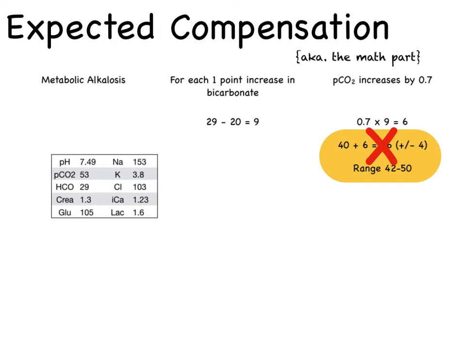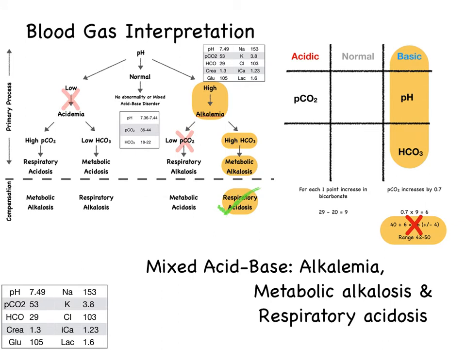Ultimately, we should start treating her for any dehydration or hypovolemia from her GI losses, remove her foreign body, and recheck in a little while to make sure things are normalizing. So, our final acid-base diagnosis is a mixed disturbance characterized by alkalemia, a metabolic alkalosis, and respiratory acidosis.